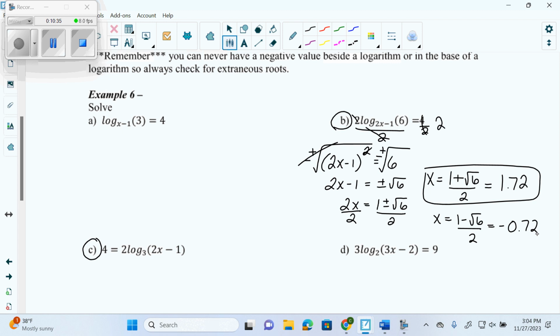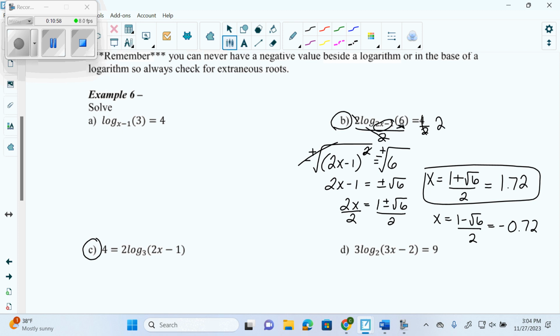Now, if I go 2 times negative 0.72, and then I subtract 1 from it, my base will be negative 2.44. Am I allowed to have a negative base? When I plug that in for x, I'm going to get negative 2.44 here. Am I allowed to have a negative base? No, I'm not allowed to have a negative base, and I'm not allowed to have negative beside the log.